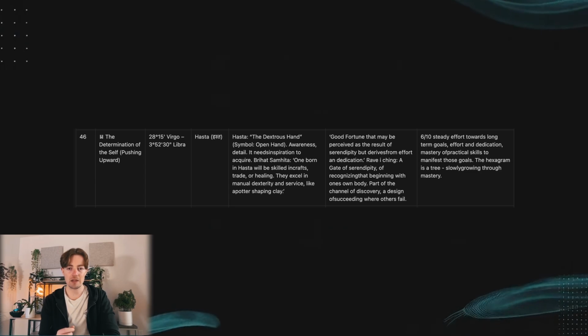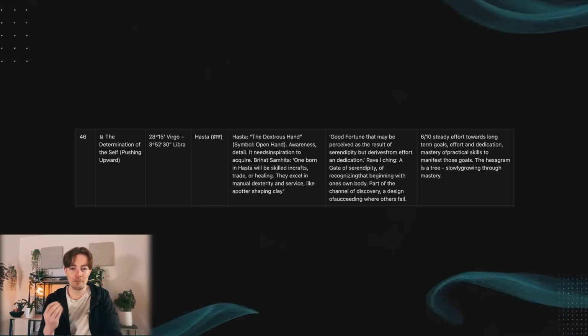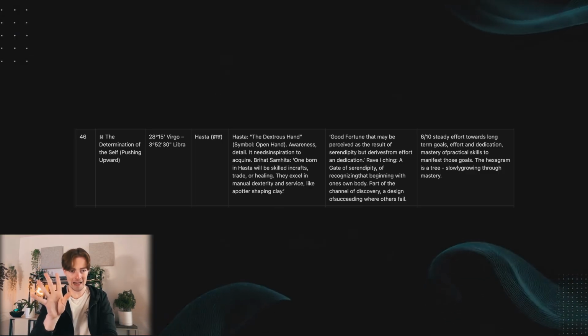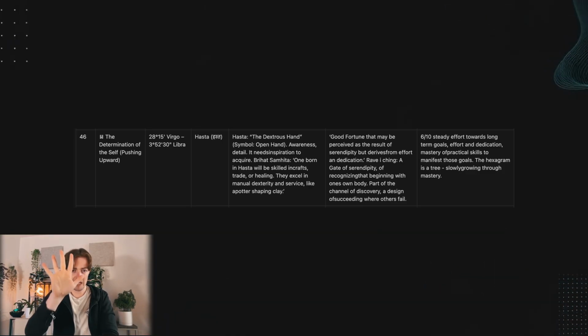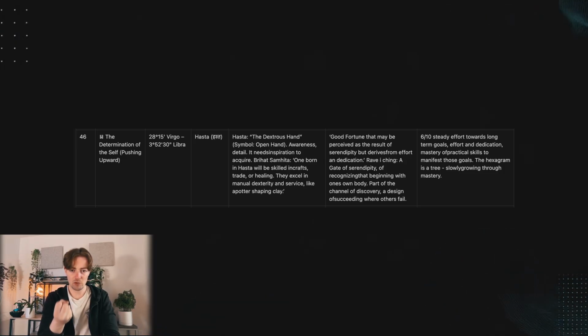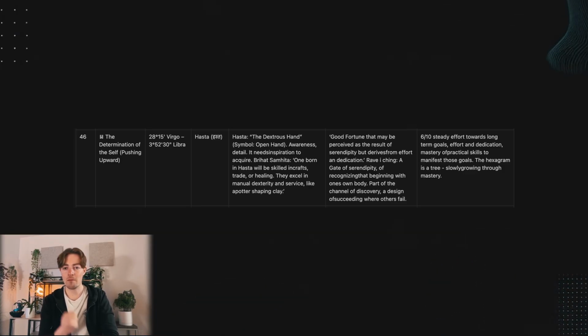From the Brihat Samhita, one born in Hasta will be skilled in crafts, trade, or healing. They excel in manual dexterity and service, like a potter shaping clay. So Hasta is the hand. Could be a healing hand or a crafting hand. So my notes for Gate 46, the determination of the self: good fortune that may be perceived as the result of serendipity, but derives from effort and dedication.